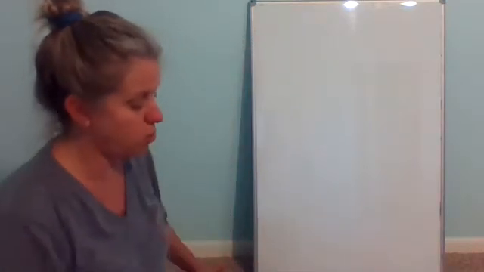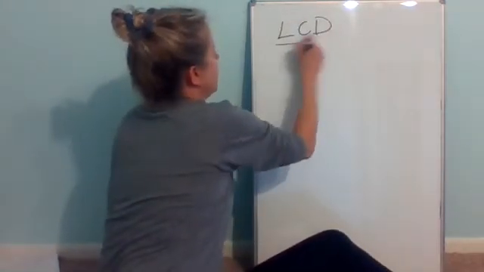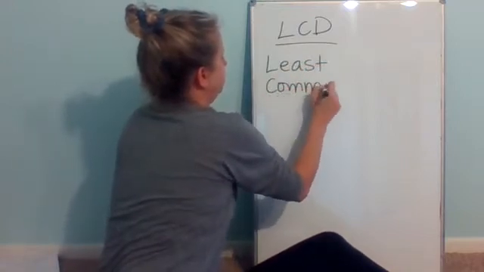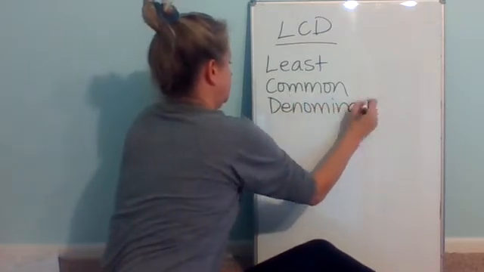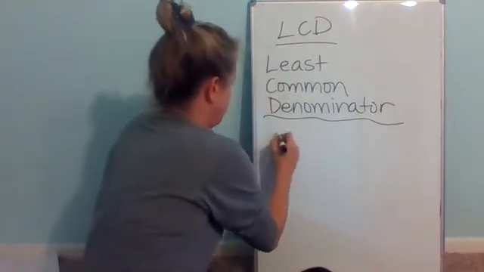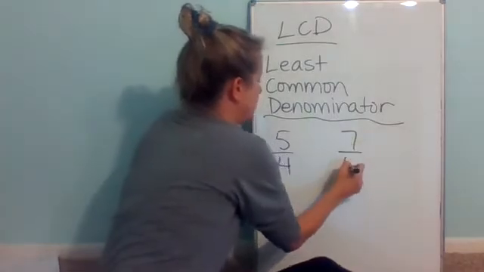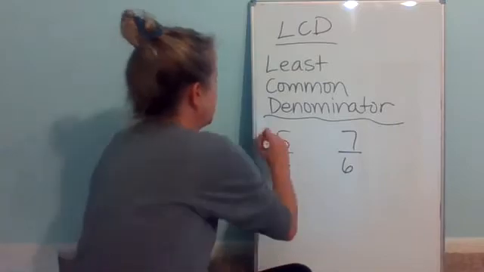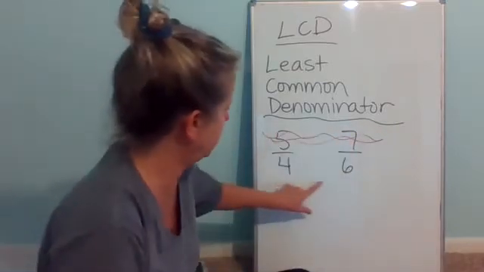So let's look at a problem like number 1, where it says find the LCD, which is the least common denominator. If you have 2 fractions, and one is 5/4 and the other one is 7/6, first of all, when you are finding the LCD, you do not care about the top. We're just looking at the bottom.